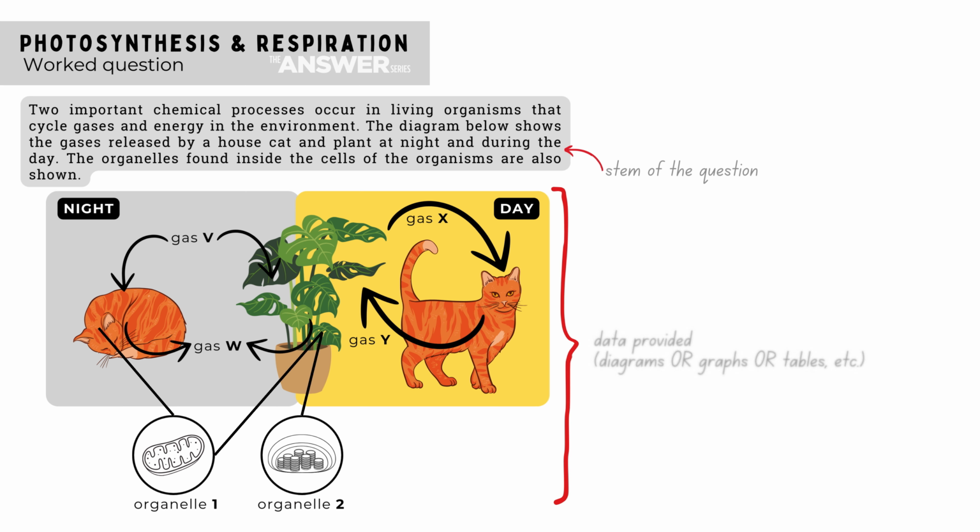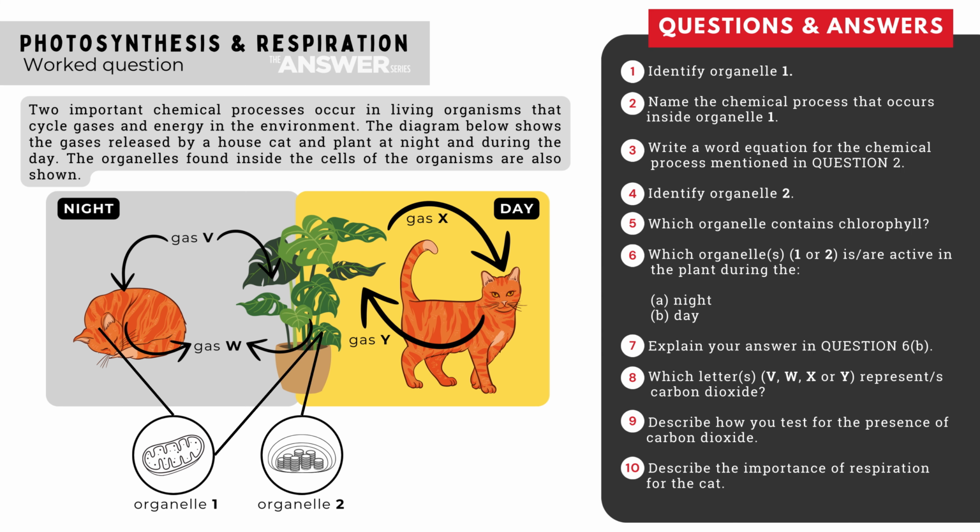When you analyze the information provided just in the stem of the question and the data provided, you already get a sense of what type of questions you can expect, and you've orientated yourself to where you could possibly find the answers. So pause the video, look at questions 1 to 10 and try to provide the answers yourself before continuing on.